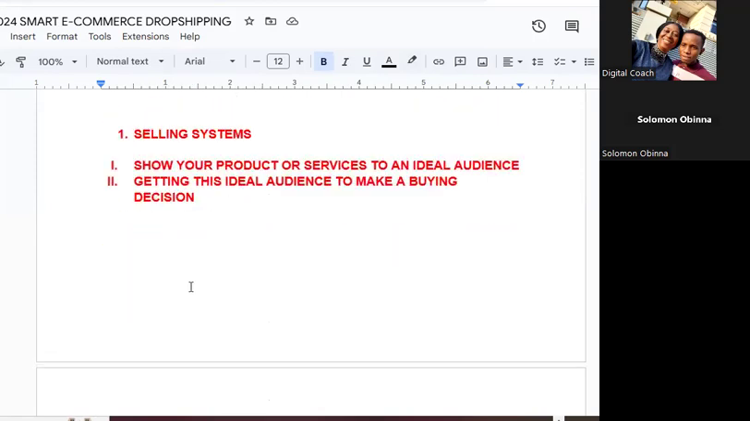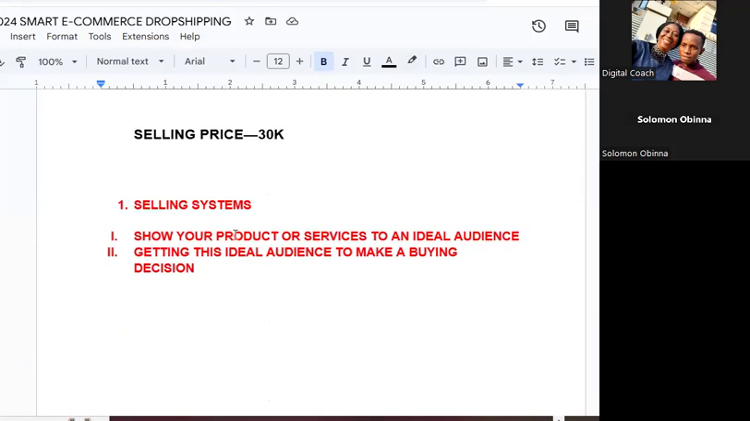So we went forward to look at selling systems, and said that a selling system helps you to achieve two basic things. Now, at any point you can't hear me properly, just type in the comment section, because I'm going to mute everyone. You can type in the comment section, and at any point you can get me.